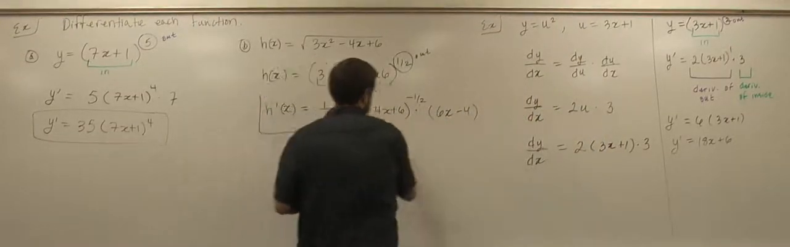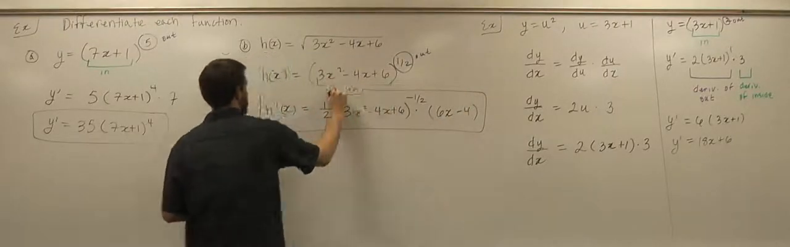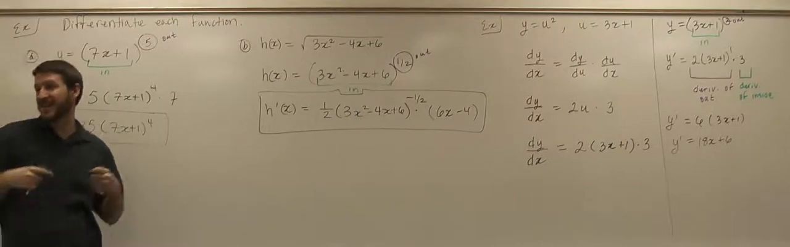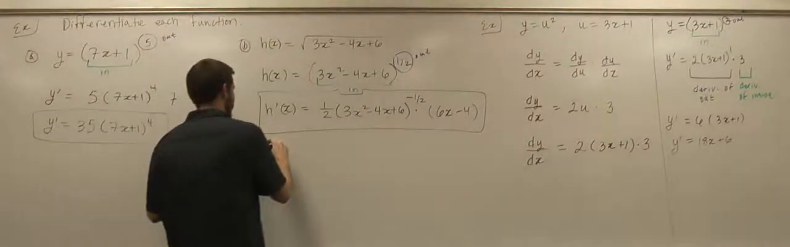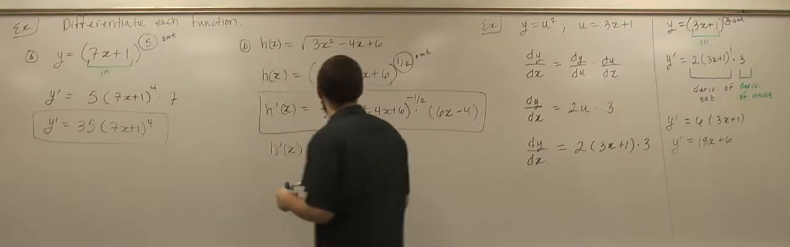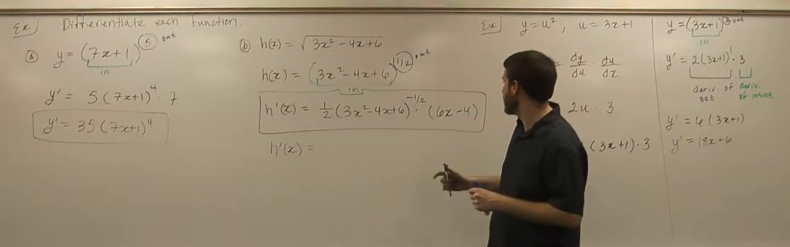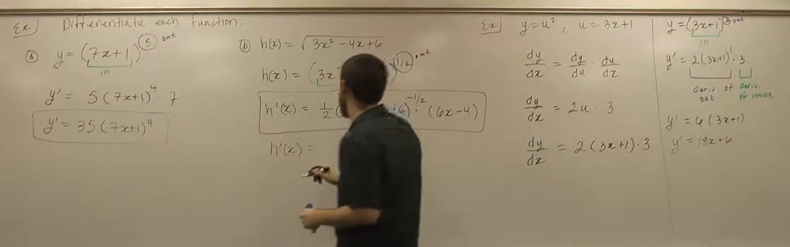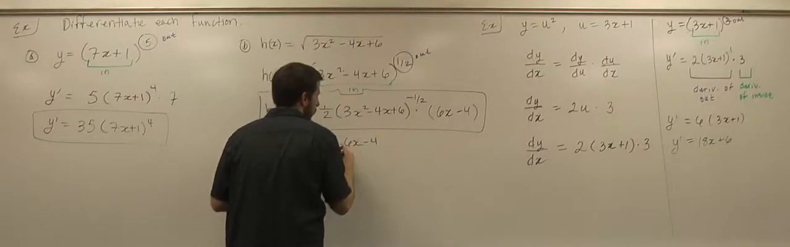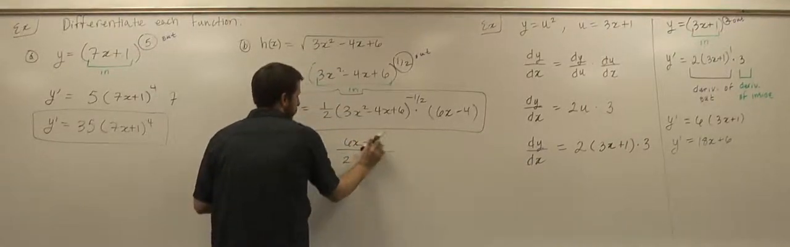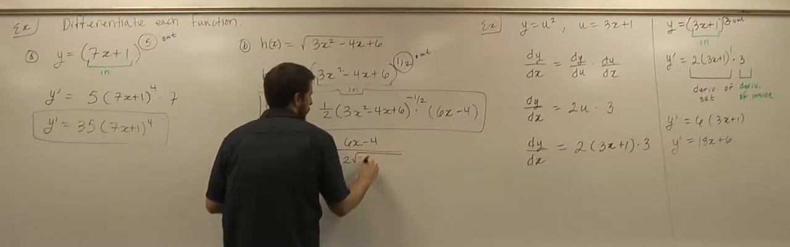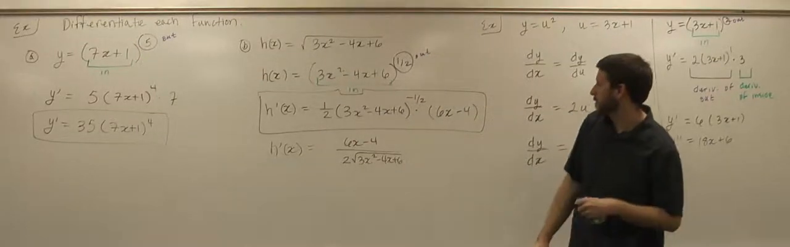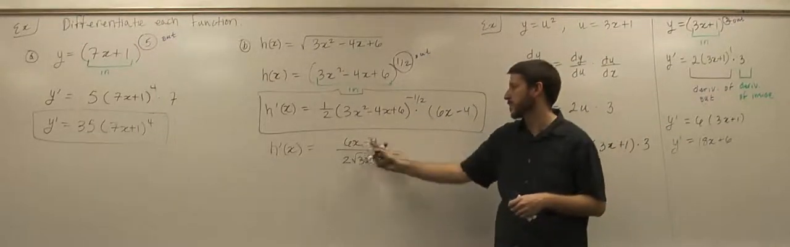Calculus is done. You would do 6x minus 4 over 2. Yeah, I would. But the calculus is done. So me, because I'm decent at algebra, I would go ahead and test my algebra skills out. This guy stays on top, and this guy's to the negative 1/2, so he's going to come on bottom. 6x minus 4 over 2 times square root of 3x squared minus 4x plus 6. In fact, this 2 can even cancel because there's a 2 in both of these.